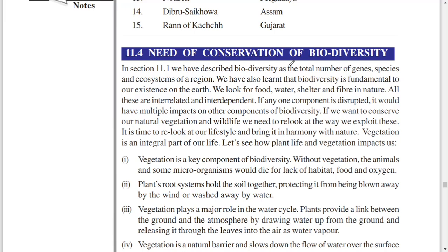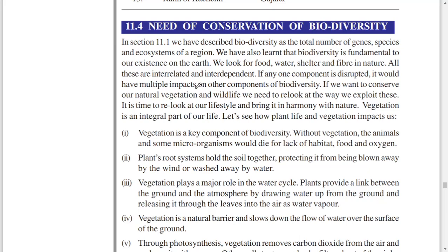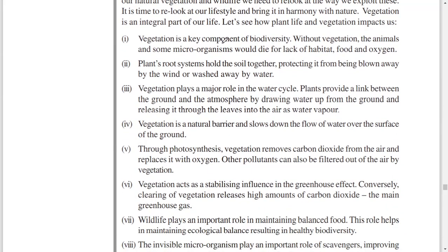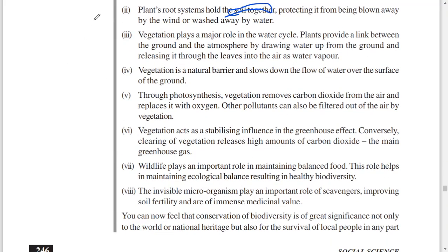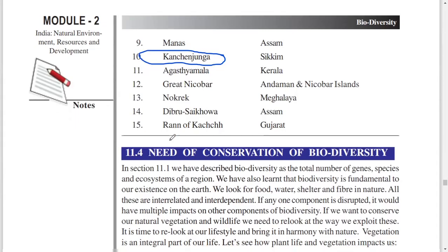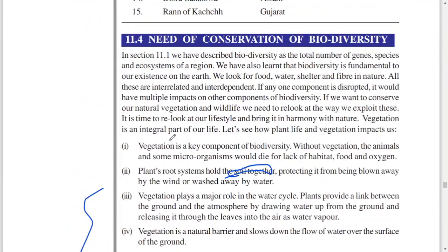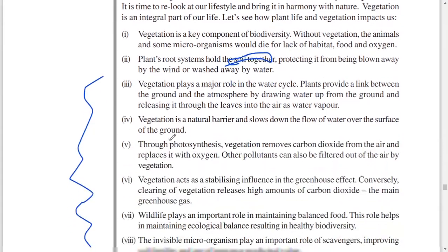Need for conservation of biodiversity. Vegetation is a key component of biodiversity. Without vegetation, animals and some microorganisms would die for lack of habitat, food and oxygen. A plant's root system holds the soil together, protecting it from being blown away by the wind or washed away by water. Soil conservation. Vegetation plays a major role. These are some benefits we get if we protect our biodiversity.